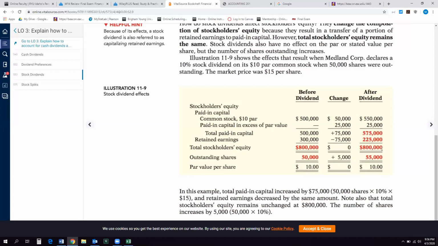Okay, recognize that our stockholders' paid-in capital is increasing while our retained earnings is decreasing. In other words, we're giving shares of stock to the current owners as a dividend, and we're paying for it out of retained earnings. So that's what happens with a stock dividend.